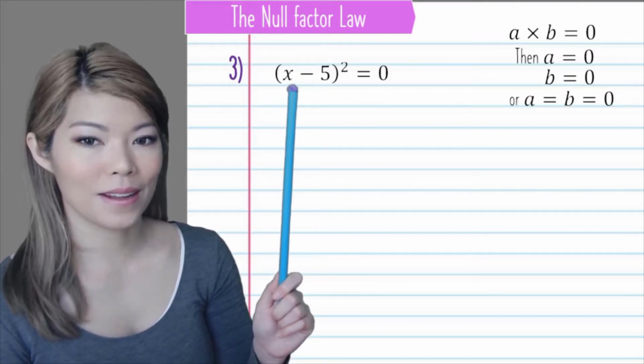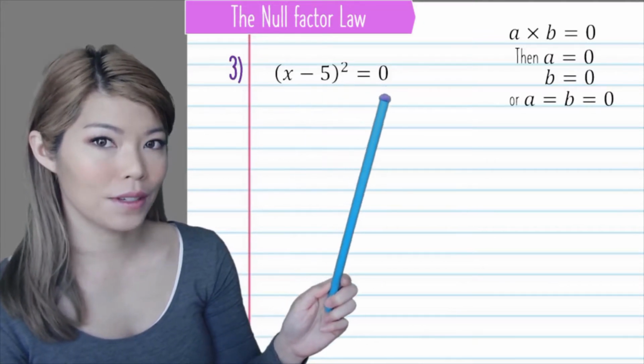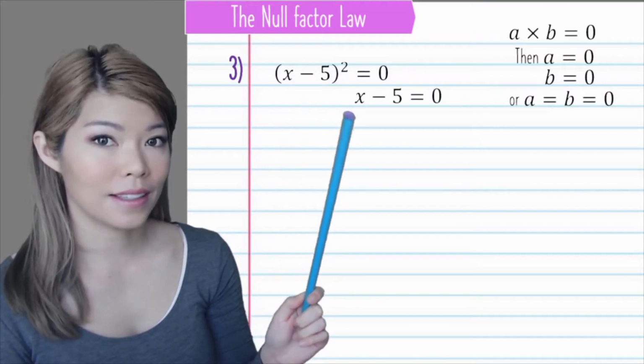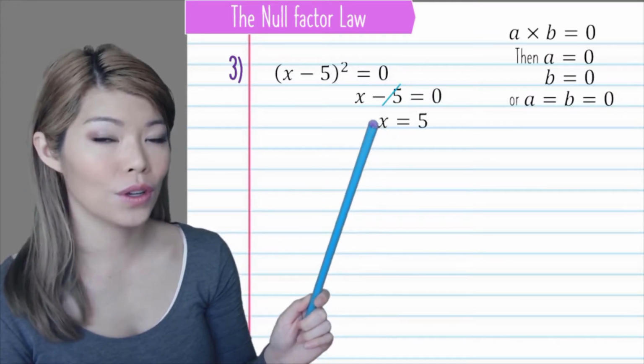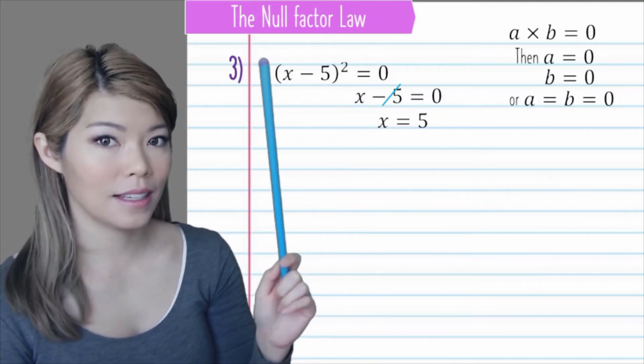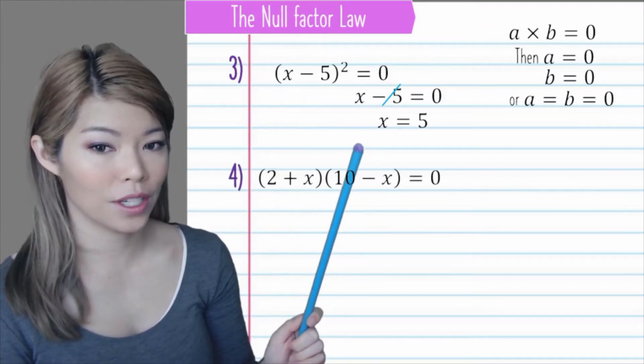Let's try another one. x minus 5 squared is equal to 0. So x minus 5 is equal to 0, so x is equal to 5. Notice that in this situation, we only have one solution.